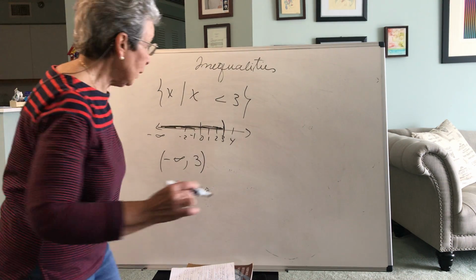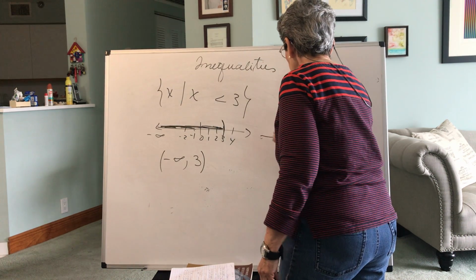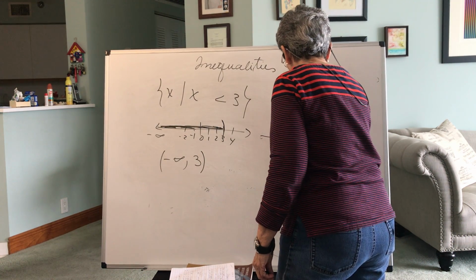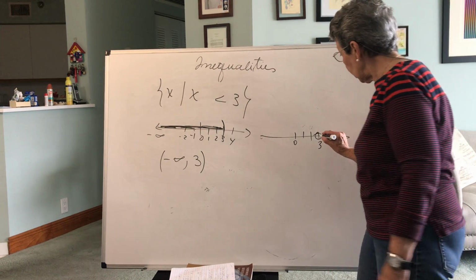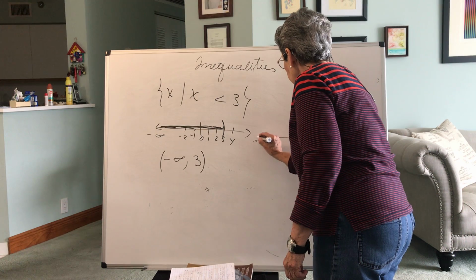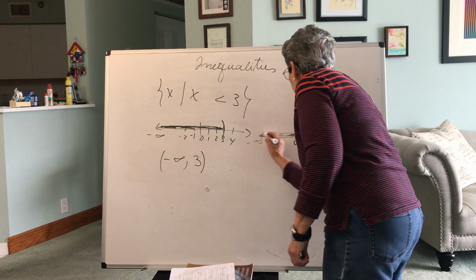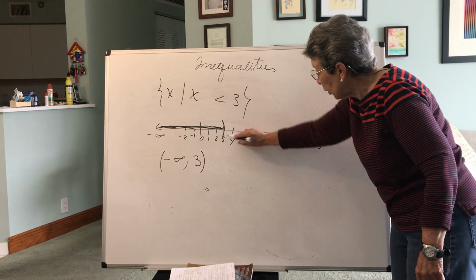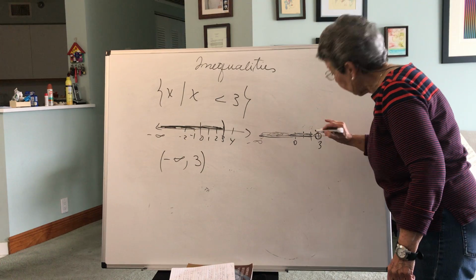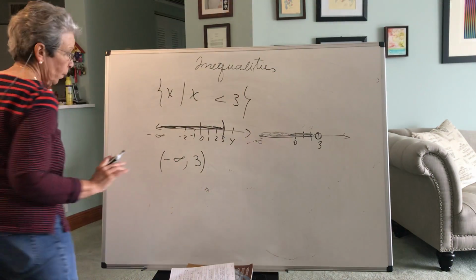You can even draw the graph like that. For example, 1, 2, 3. You can write an open circle, and you shade to the left of 3, but instead of a parenthesis, you can graph an empty circle, which means that 3 is not in the solution.